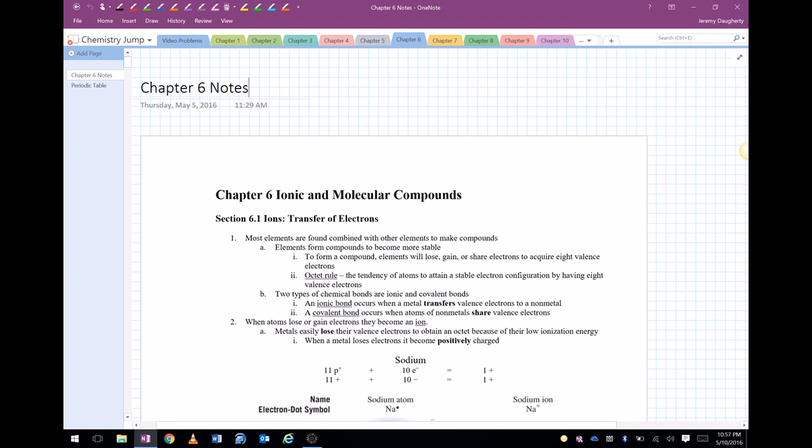Alright, Chapter 6, Ionic and Molecular Compounds, Section 6.1, Ions, Transfer of Electrons. So in Chapter 5, we saw where the electrons were placed. We learned about electron configuration, orbital notation, valence electrons, and then we also learned about atomic size, atomic radius, and ionization energy. Now some of those things are brought up again, so it's important that you understand that material. Go back and rewatch the videos, ask questions if you have questions. But we're gonna move on here.